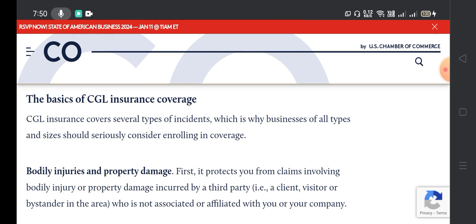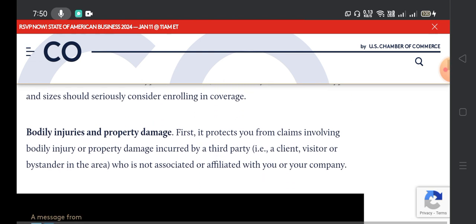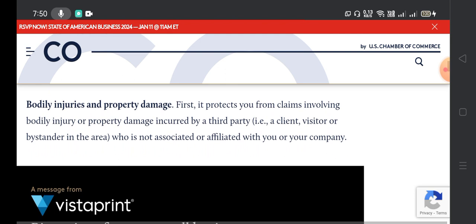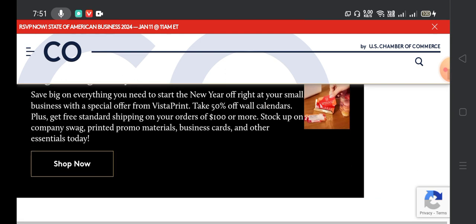CGL insurance covers several types of incidents, which is why businesses of all types and sizes should seriously consider enrolling in CGL insurance coverage. So, bodily injuries and property damage. First, it protects you from claims involving bodily injury or property damage incurred by a third party like a client, visitor, or bystander in the area who is not associated or affiliated with you and your company.